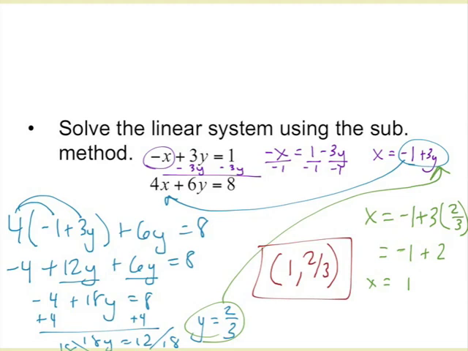We cannot get fractions for answers when we're solving by graphing, because then we would just have to estimate them and that would take forever. But we can get fractions for our answers when we're solving algebraically. So don't be surprised if you do get some fractions for answers. Questions?